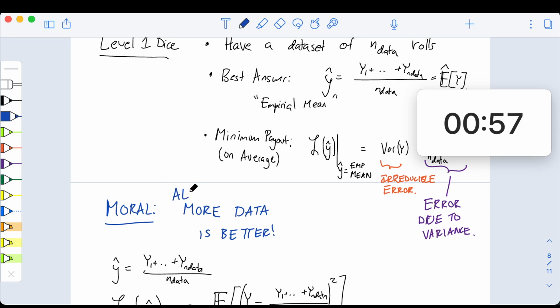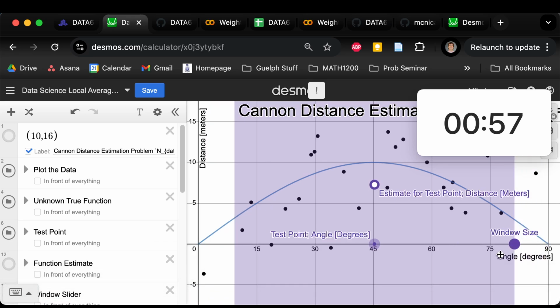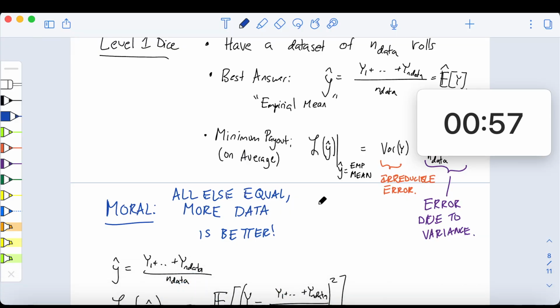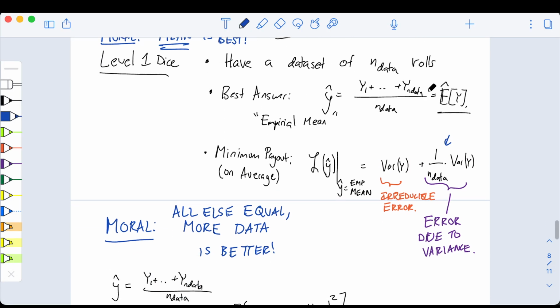Let's say all else equal, because that is the thing that is missing. More data is better. I think I said that out loud. Well, I didn't write it down, but I said it out loud at least, okay? If everything else is equal, more data is better. So by making a big window, you get more data points. Why is more data points better? Because it reduces the size of this term, right? This 1 over term, that is getting reduced.